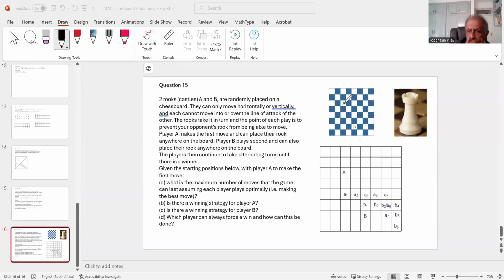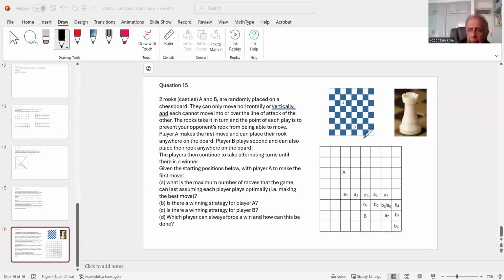So now A plays first, and the question is, what does he do in order to force a win? What must A play? That basically is the question, right?